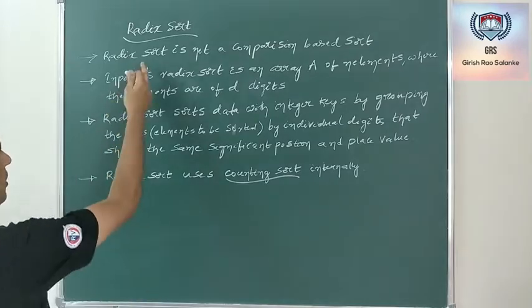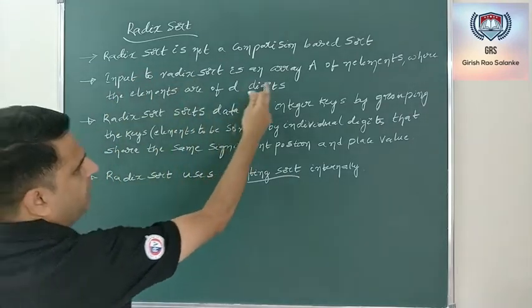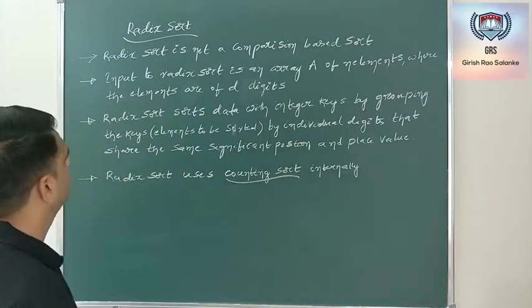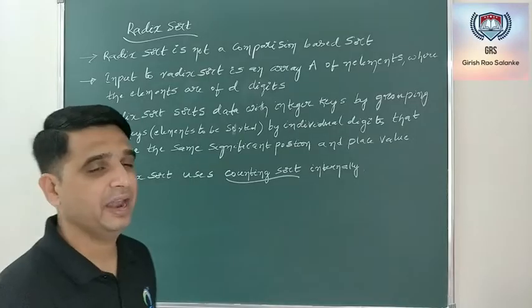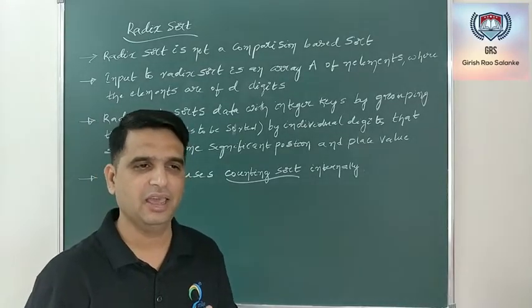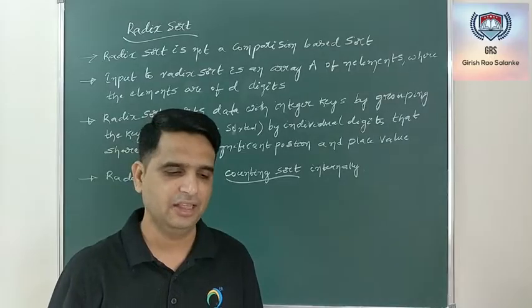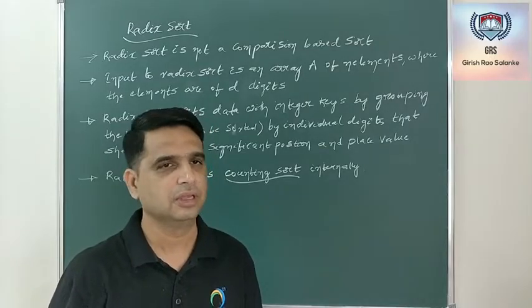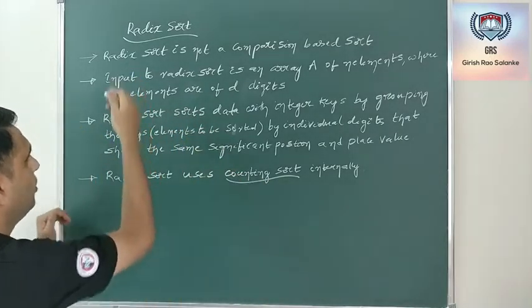Now, in the case of radix sort, the input to radix sort is an array A of n elements, where the elements are of d digits. Here, in the case of radix sort, we take the size of the inputs. Say, for example, the input to radix sort.